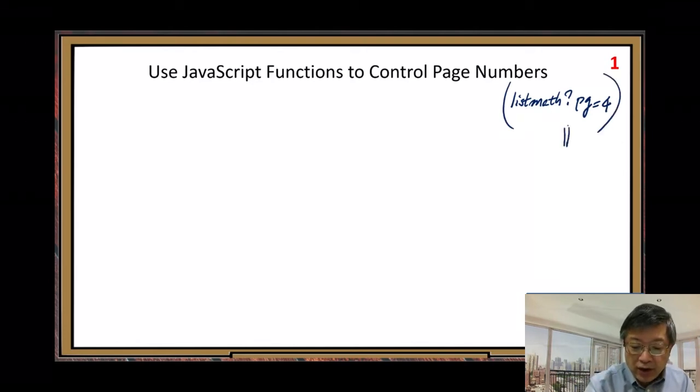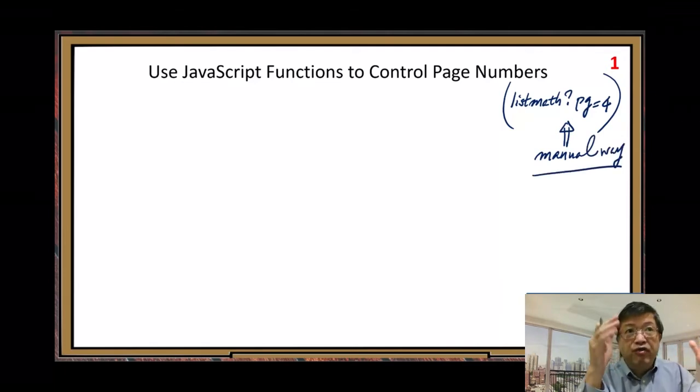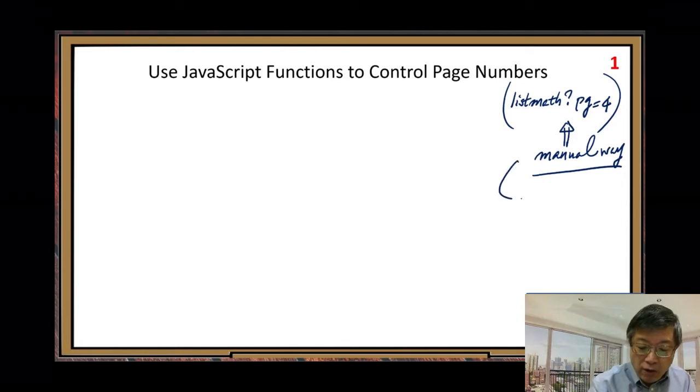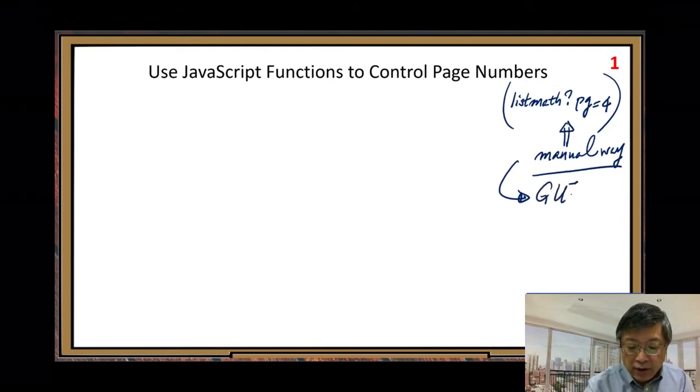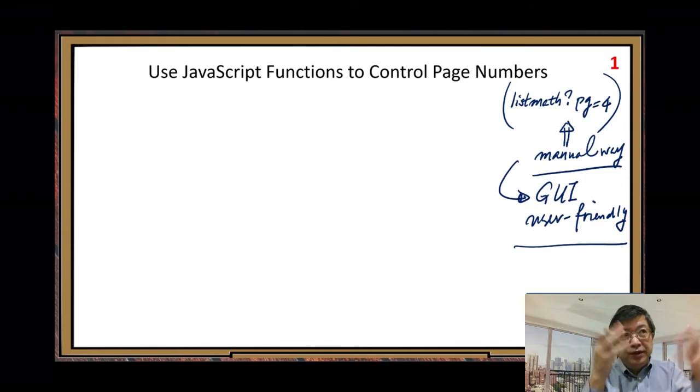This way, currently, we can use the manual way, not user-friendly way. Our goal, we want to design, choose, make a GUI that is user-friendly. All right, our goal, user-friendly. So we need to do a lot of work to get there.